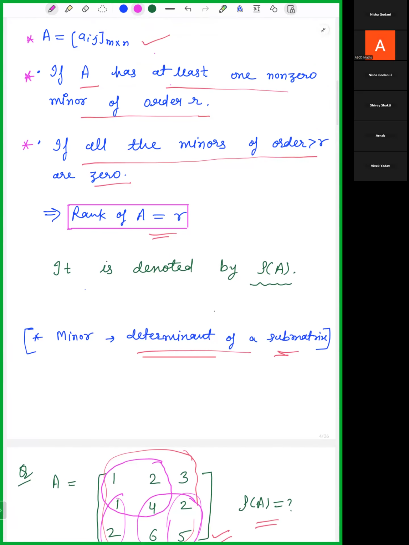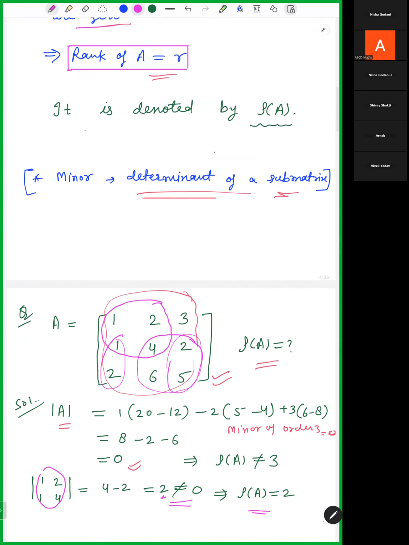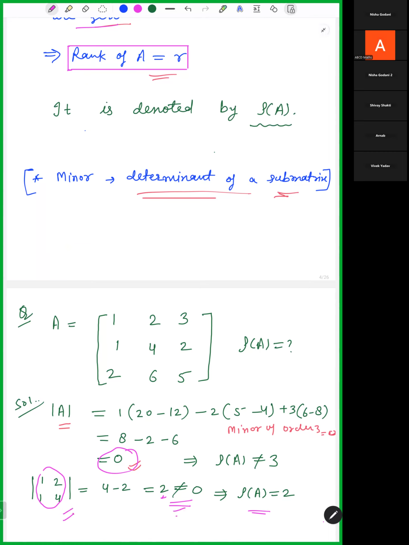So see again the definition. If A has at least one non-zero minor of order R and all the minors of order greater than R are 0, then the rank is R. In this example, if you have checked the determinant of order 3 cross 3, because the highest order possible here is 3 cross 3, you can see that the determinant is 0. Now we will check order 2. I have at least one matrix which gives me a non-zero determinant, so the rank is 2.